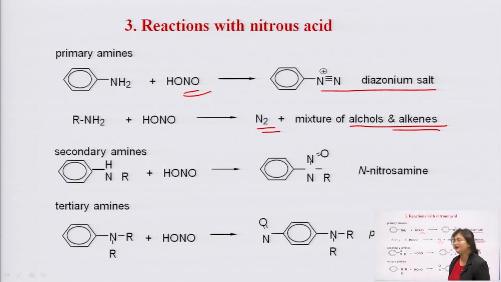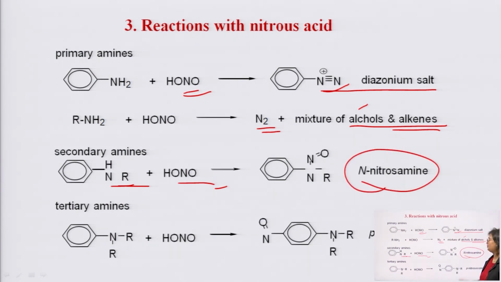When a primary amine reacts with HNO2 or nitrous acid, for example aniline, the product formed is a diazonium salt, N triple bond N, or a quaternary ammonium salt gets formed. Similarly, when a secondary amine reacts with nitrous acid, a nitrosamine is formed, that is, one hydrogen atom is replaced by the nitroso group, forming nitrosamines.